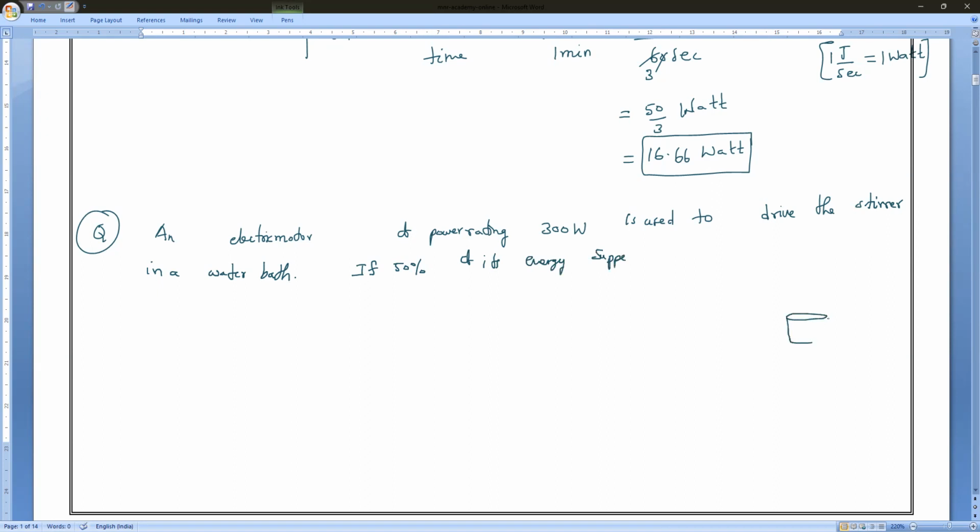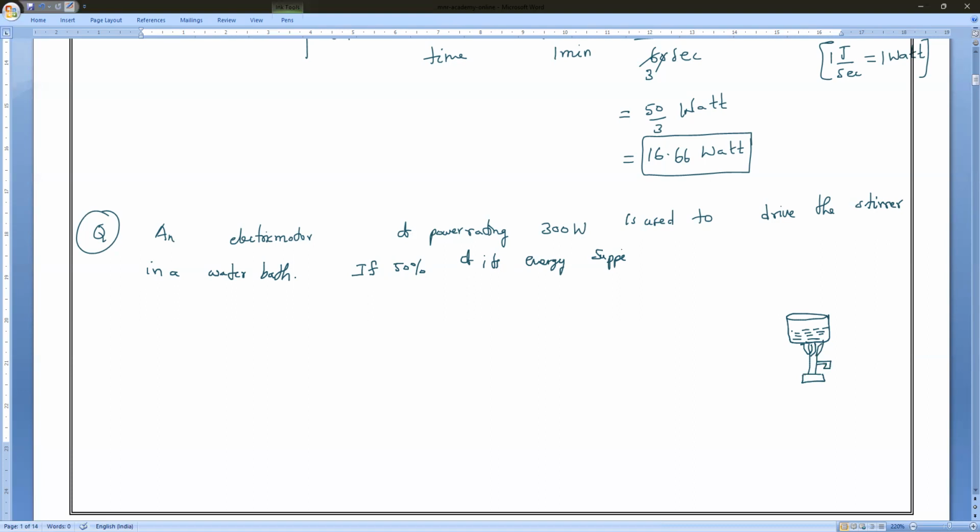Suppose you take a tub of water, a bucket, or a lamp. Generally, water bath means water will be heated, indirect heating. That's all. Nothing else is there. If it is an oil bath, we'll heat oil instead of water. That's all. Understand? Nothing else is there.